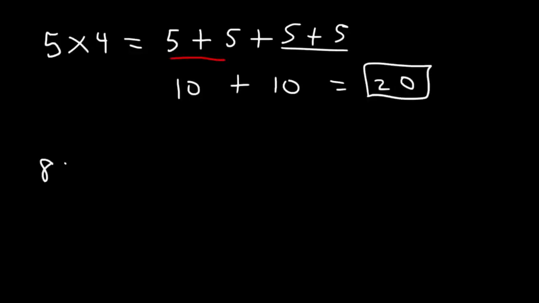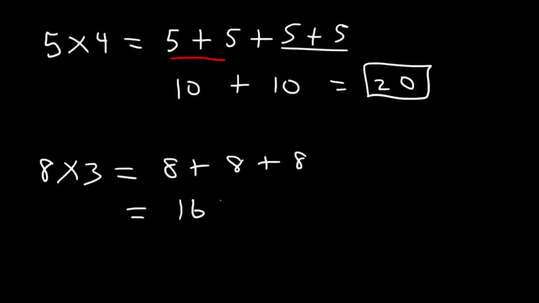So if you want to multiply 8 times 3, basically you're adding 8 3 times. 8 plus 8 is 16. 16 plus 8 is 24.